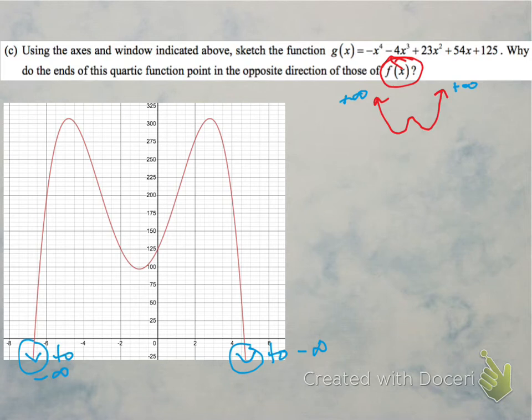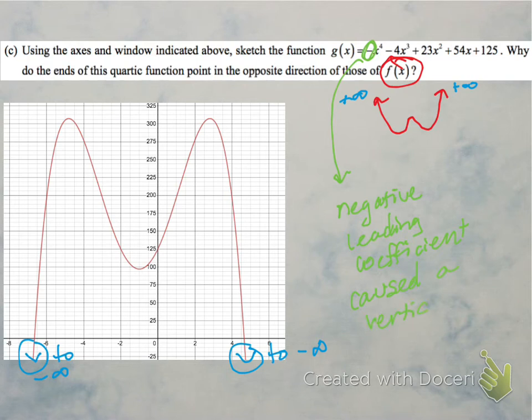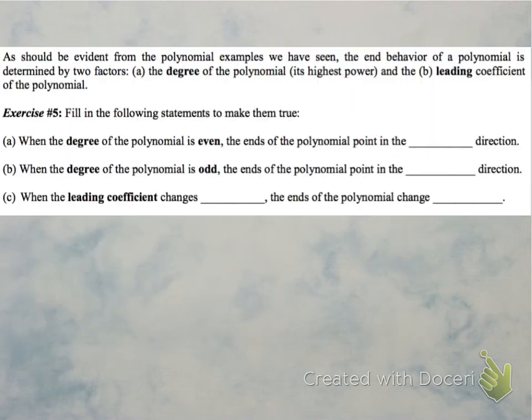Well, this has everything to do with that leading coefficient being negative. So the negative leading coefficient caused a vertical reflection. Sorry if that green was difficult to see with that background.